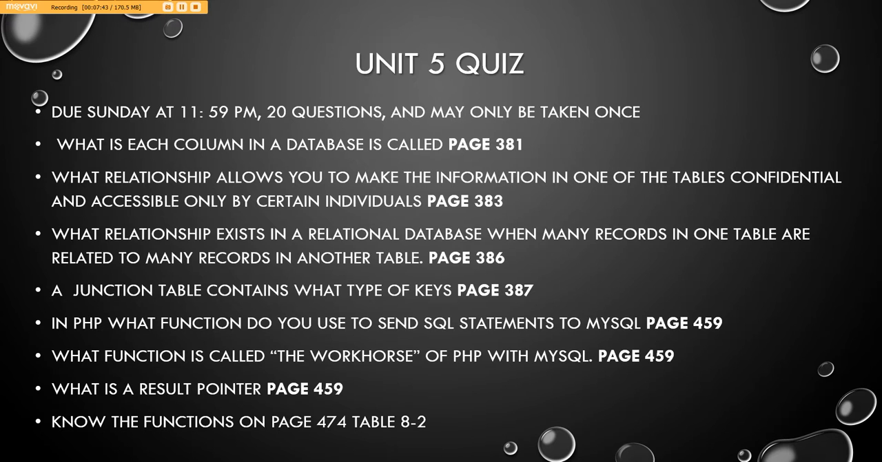What relationship exists in a relational database when many records in one table are related to many records in another table? Page 386. A junction table contains what type of keys? Page 387. In PHP, what function do you use to send SQL statements to MySQL? Page 459. What function is called the workhorse of PHP with MySQL? Page 459. What is a result pointer? Page 459.